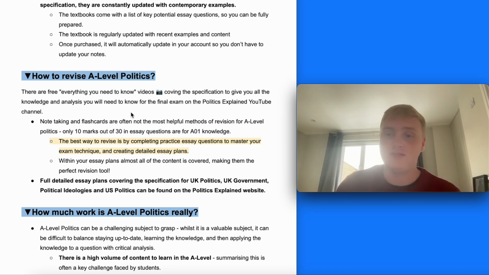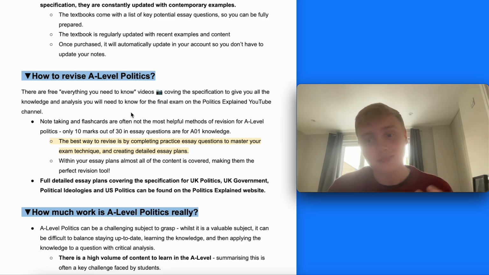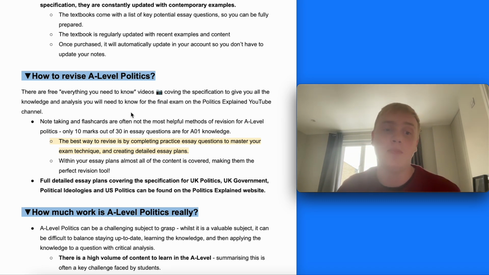We've got detailed banks of essay plans on the Politics Explained website, if you want us to do that for you, that cover really key topics. And last year in the exams, they prepared people really, really well, because almost all the questions were very similar to the ones in the essay plans.